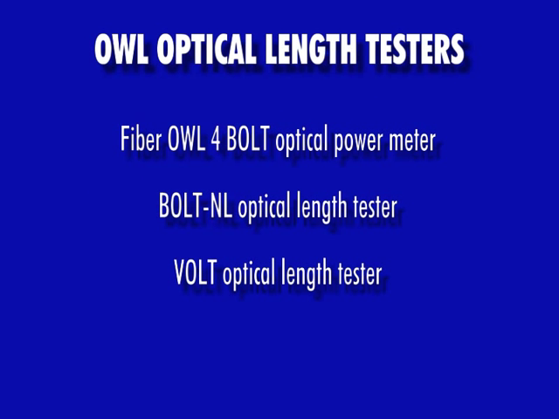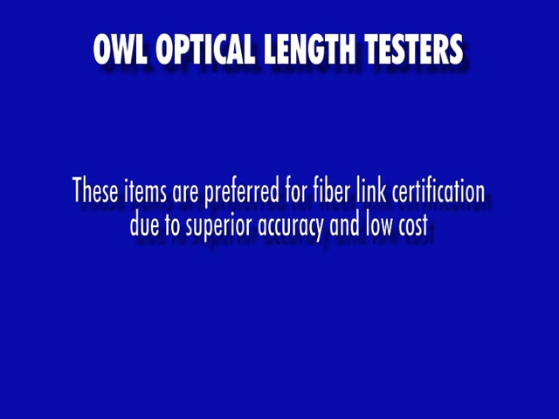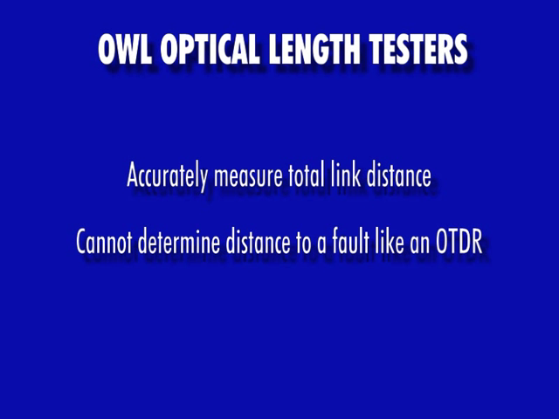OWL optical length testers such as the Fiberall 4, Bolt, Bolt NL, and Volt use the round-robin length measurement. For the purpose of fiber link certification, optical length testers are preferred due to their superior accuracy and low cost. While these devices can accurately measure total distance, the round-robin method does not allow for distance to a fault. Only OTDRs are able to measure distance to a fault.